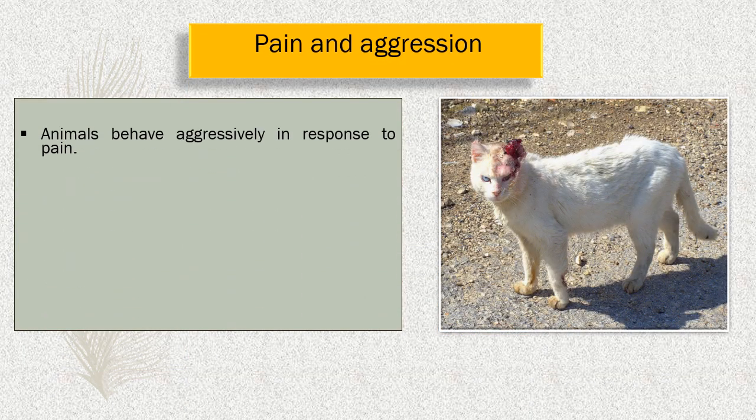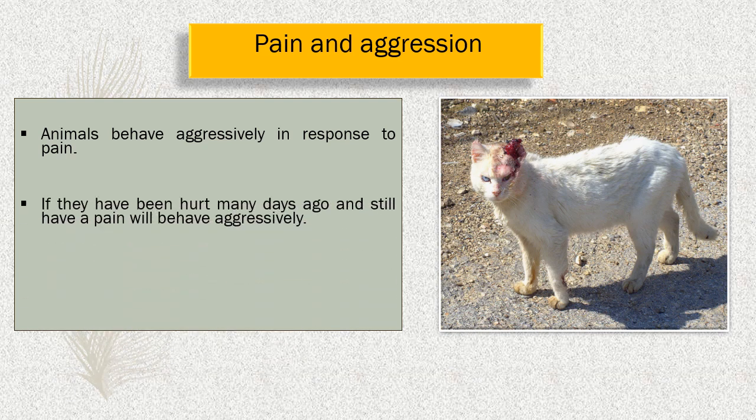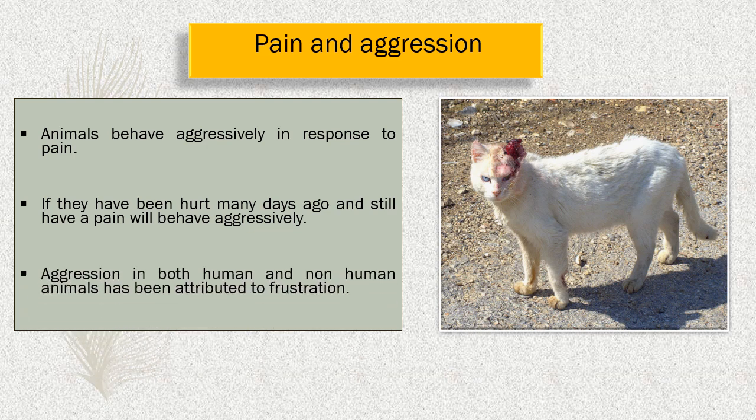Pain and aggression. Animals behave aggressively in response to pain. If they have been hurt many days ago and still have pain, they will behave aggressively. Aggression in both human and non-human animals has been attributed to frustration. Offer a hungry rat access to food at the end of a runway, then put a glass barrier just before he reaches it. The rat will behave aggressively. It will scratch and bite.